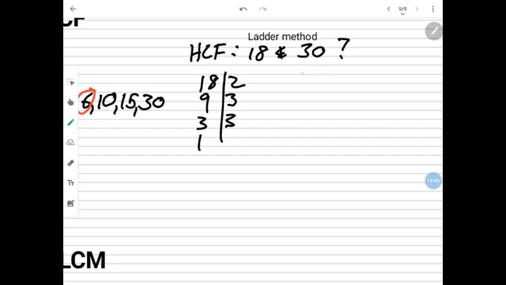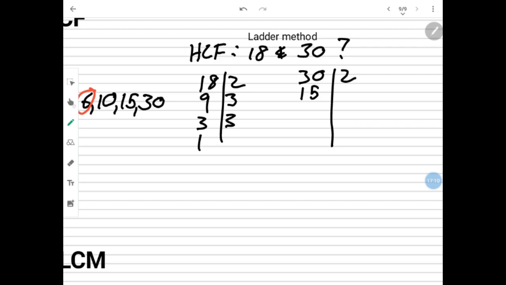Now we do the same thing for 30. Draw your line down. Start with the smallest prime number, which is 2. Well, if this number can be divided by 2, we start with 2. If it can't, you start with 3. Or maybe you have to start with 5. So 30 divided by 2 is 15.